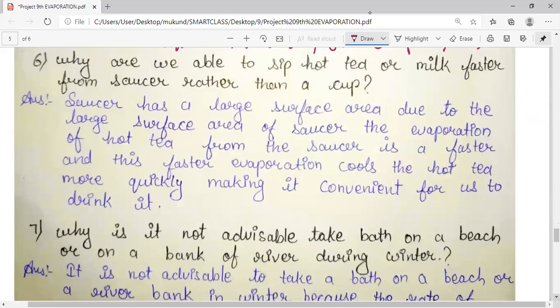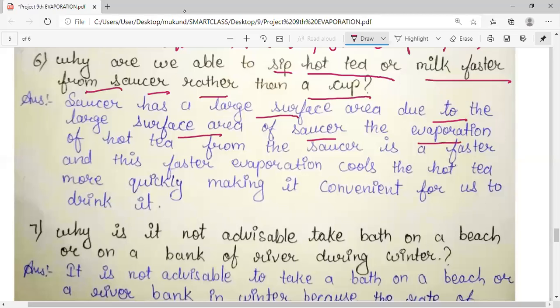Now we have the next question. Why are we able to sip, means drink, hot tea or milk faster from the saucer rather than a cup? This is what we have already discussed. Let me read the text for you. Saucer has a large surface area. Due to the large surface area of the saucer, the evaporation of hot tea from the saucer is faster, and this faster evaporation cools the hot tea more quickly, making it convenient for us to drink it.